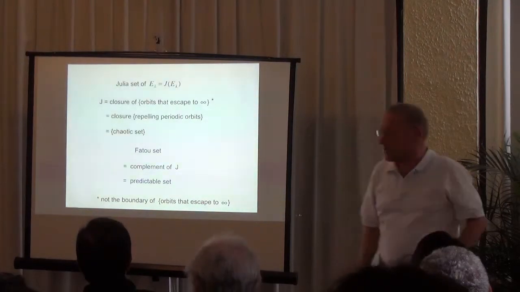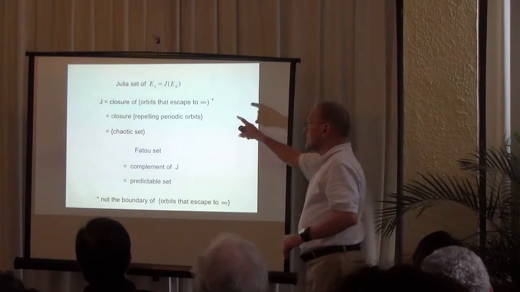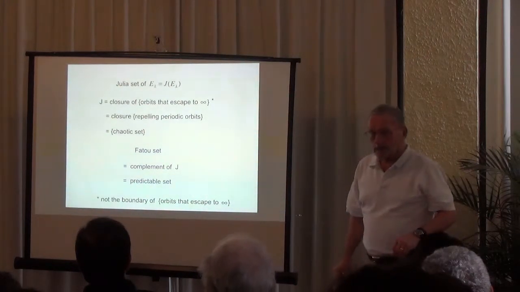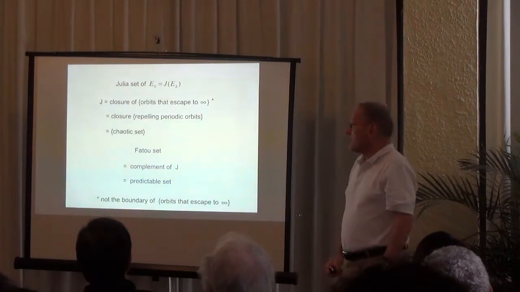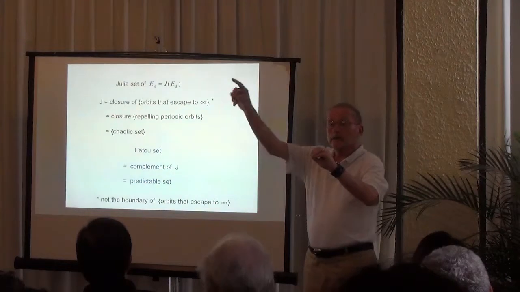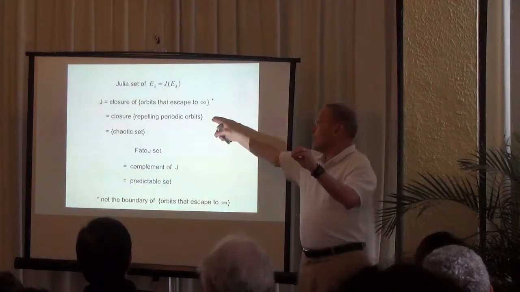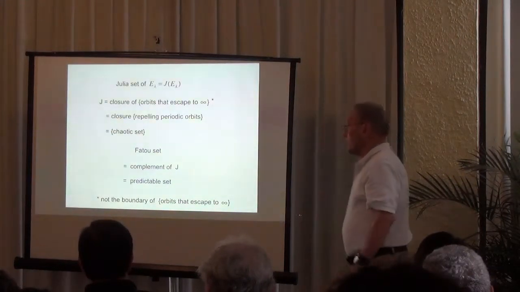Anything that goes to infinity is in the Julia set. But just as before, it's also the closure of the set of repelling periodic points. And so immediately you see that the Julia set is the chaotic set, because arbitrarily close to any point in the Julia set is a point that goes off to infinity, and also arbitrarily close is another point that comes right back to itself. So you get chaotic behavior.